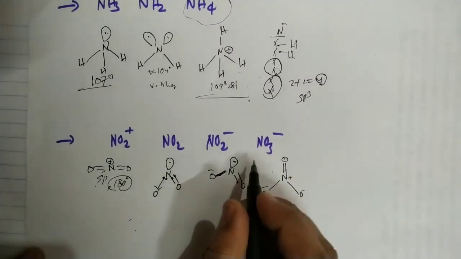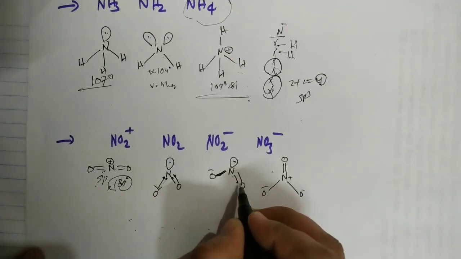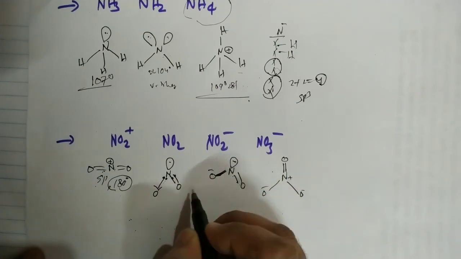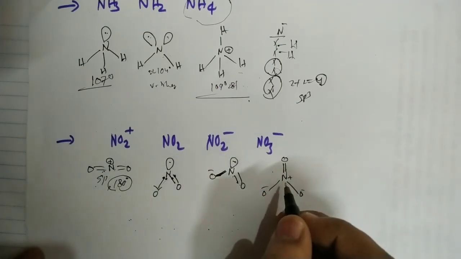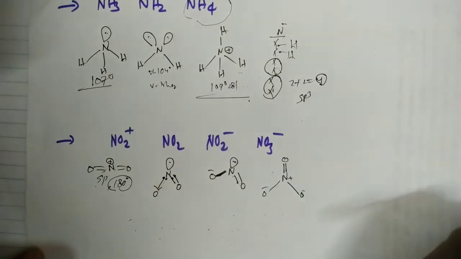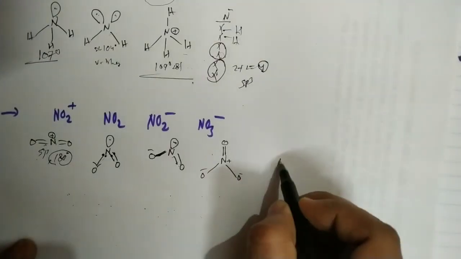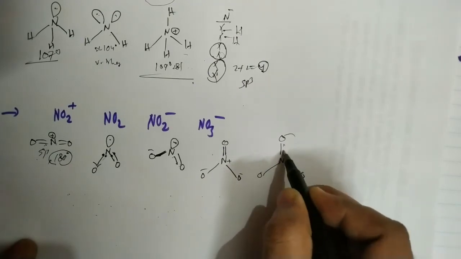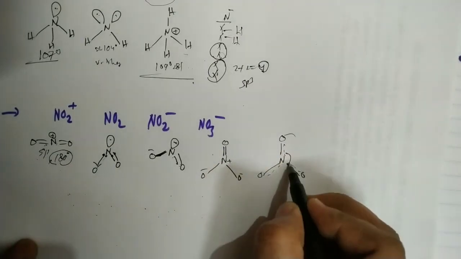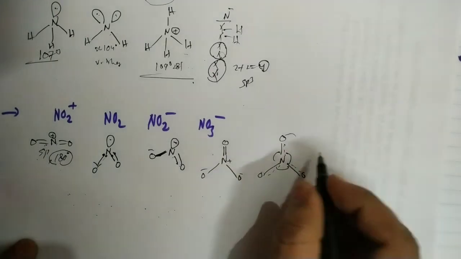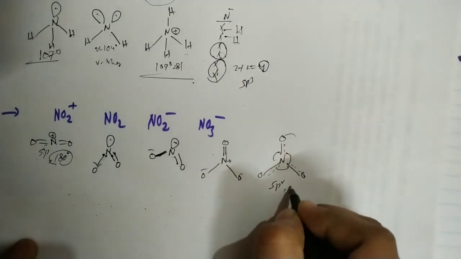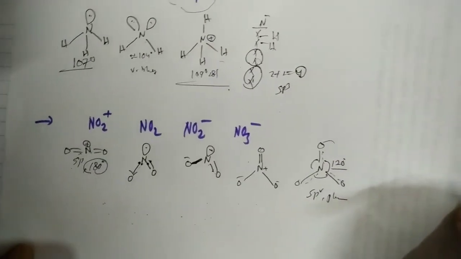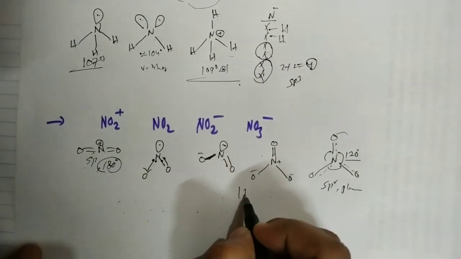Now in the case of NO2 minus, nitrogen forms 2 bonds with oxygen and 1 bond with O minus. So here there remain 2 electrons. Next, NO3 minus has this structure. NO3 minus exhibits resonance, and this is the resonance hybrid. So in this case all bond angles are equal. That means sp2, a planar molecule, so the bond angle is 120 degrees.